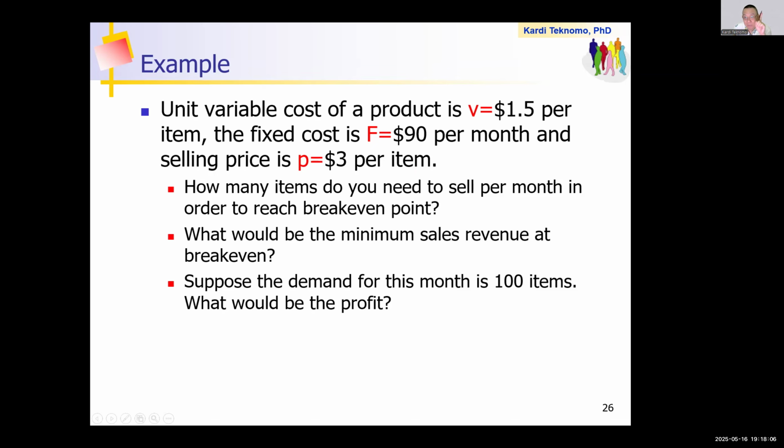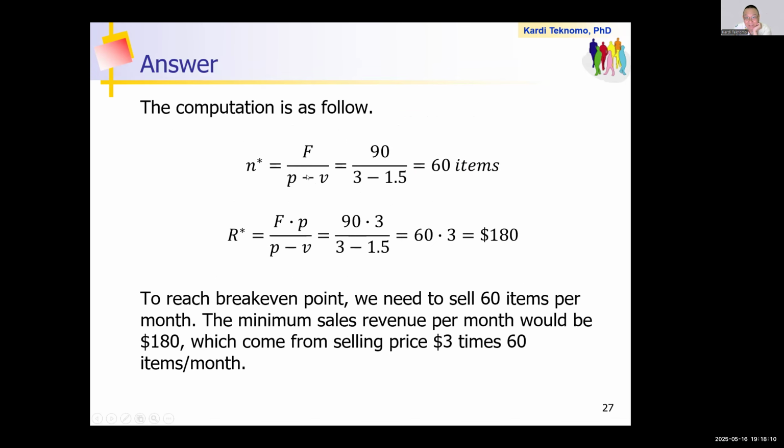The thing you need to remember is just one formula. This one. Demand or BEP is equal to fixed cost divided by P minus V. So if you know the fixed cost is 90, and then this one is 3 minus 1.5, then you divide, you get 60 items.